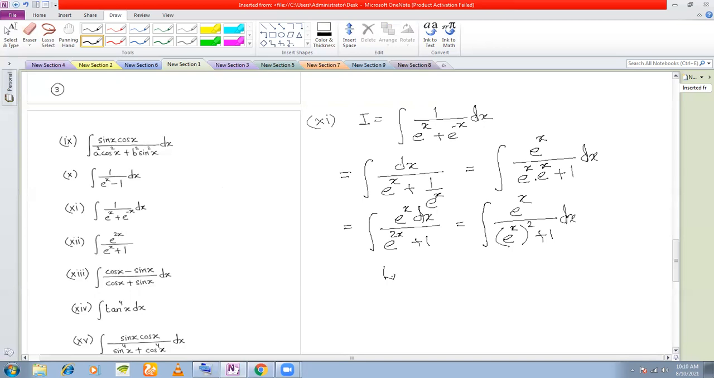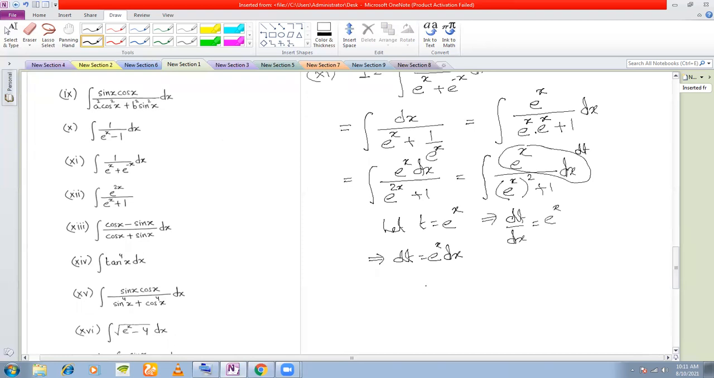Now what you do is you substitute t is equal to e to the power of x. So you get dt by dx is equal to e to the power of x. That means you get dt is equal to e to the power of x dx. That means this part e to the power of x dx becomes dt. So therefore what does I become? I becomes integral dt by t square plus 1, which is integral dt by 1 plus t square.